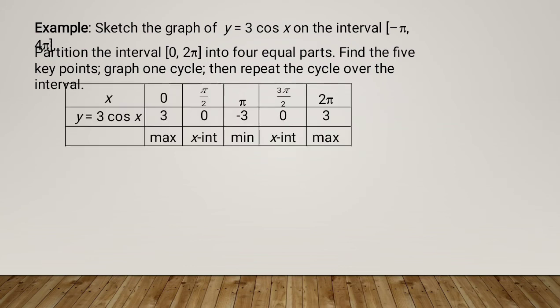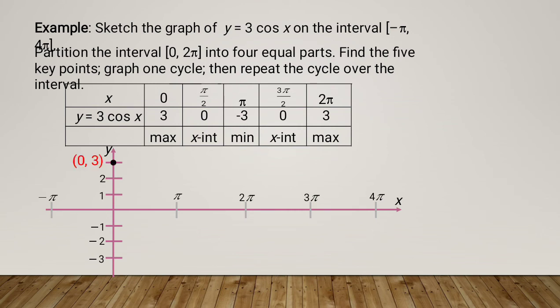Our 5 key points are 3, 0, -3, 0, 3. Our 3 is the maximum, 0 is the x-intercept, and -3 is the minimum. Now let's graph it. These points you are seeing are our 5 key points. These are the values for y equals 3 cos x. They are the 5 key points that we are looking for.